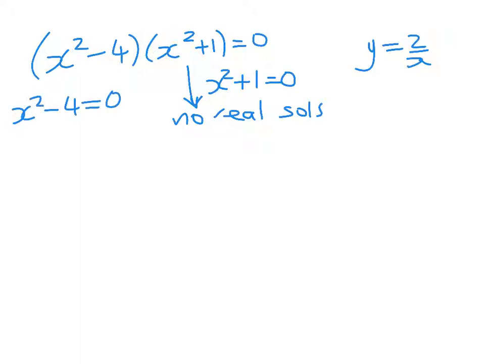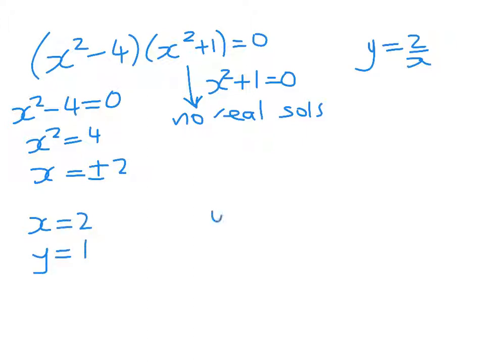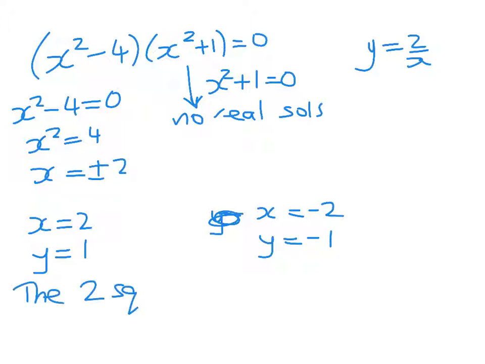X squared minus 4 equals 0 gives me x squared equals 4, x equals plus or minus 2. So if x equals 2, y equals 1. If x equals negative 2, y is equal to negative 1. So the two square roots are 2 plus i and negative 2 minus i. And I'm going to leave it for you to check that both of those work and that when we square them we get back to 3 plus 4i.